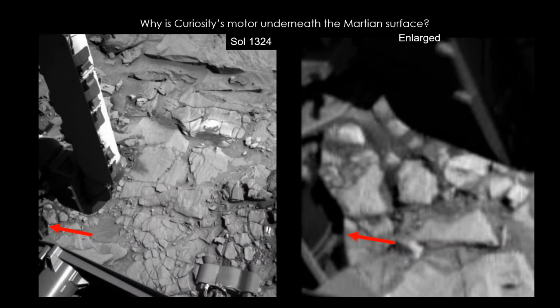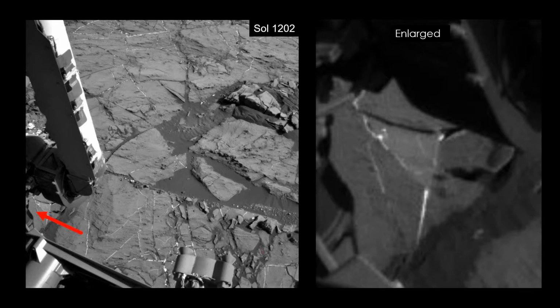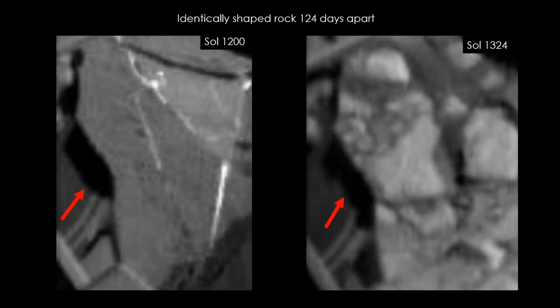In the lower left corner of this image, we can see in the enlargement on the right that Curiosity's azimuth motor is behind a shard of rock. Here, in another similar image, again the motor is observed behind a shard of rock. In this comparison of both close-ups side by side, this perspective allows us to see that even though the appearance of the rock surface is different, the profile of the two rocks is identical. These images were taken 4 months apart.